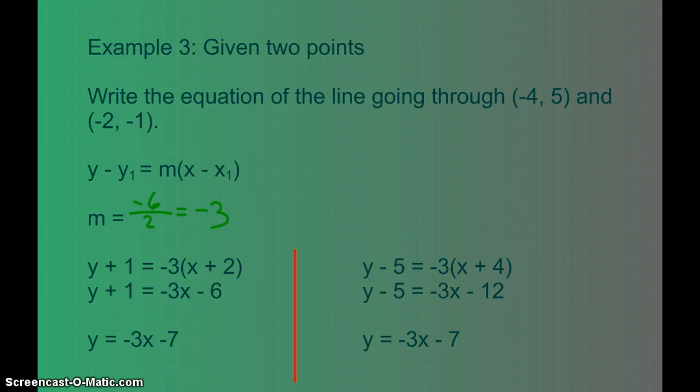Now if you look on the right, I used the point -4, 5. When I plug in y minus 5 equals -3 times x plus 4, I distribute, I move over. When I do that work, I get the exact same equation because those 2 points are on the same line. They have the same slope. You will get the same equation when you plug them both in.